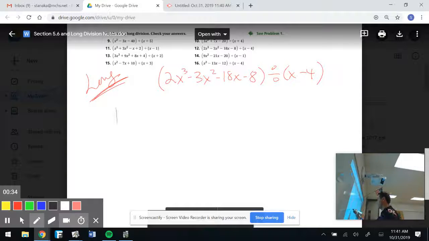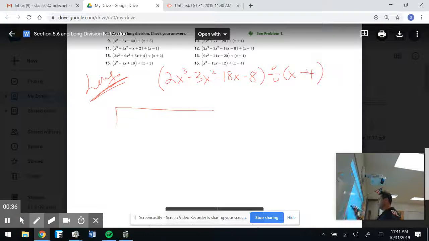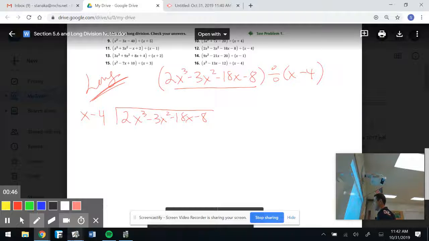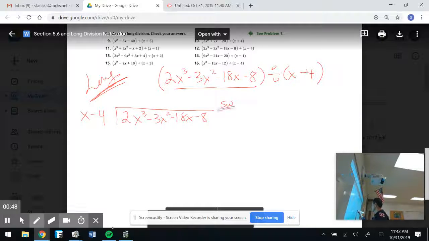Okay, long division, right? Whatever we're dividing by goes out here. The expression that comes first goes underneath the roof. And remember, long division is a lot of side work. It is cycles, right, class? Cycle 1, you divide the first thing underneath the roof, that's 2x cubed, by the first thing outside.